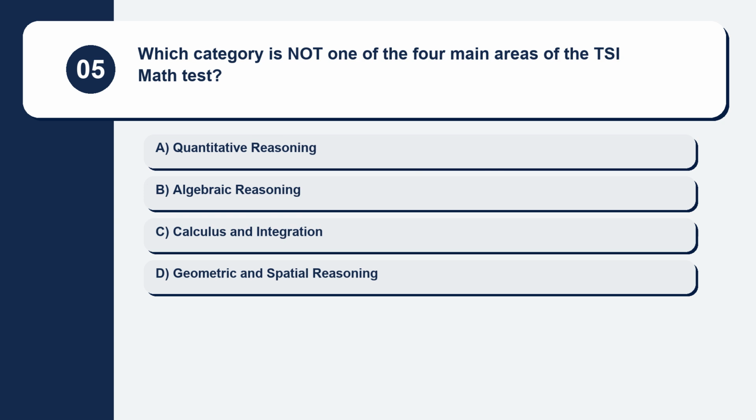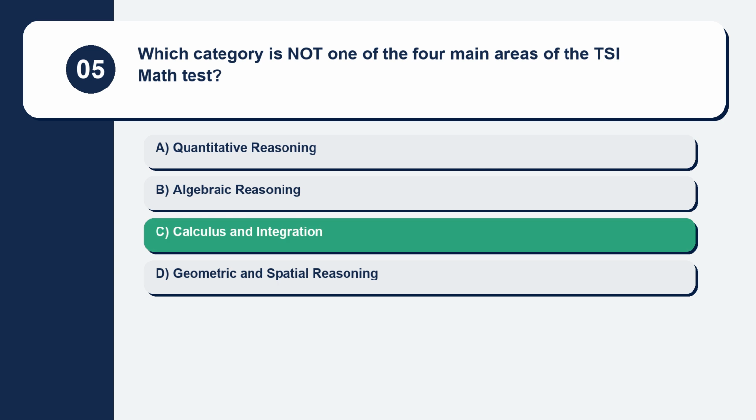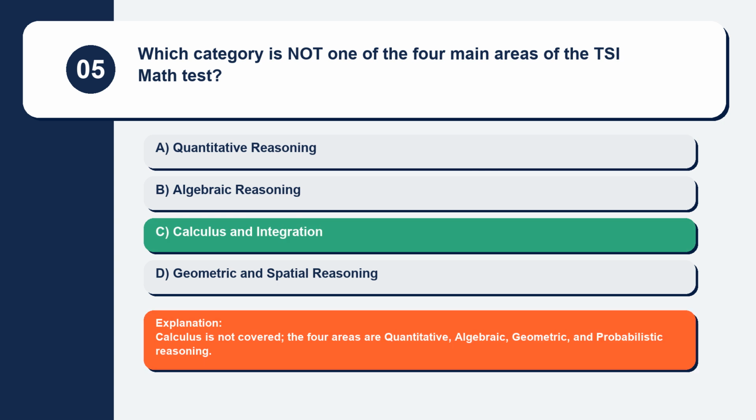Question 5. Which category is not one of the four main areas of the TSI Math test? Quantitative Reasoning, Algebraic Reasoning, Calculus and Integration, Geometric and Spatial Reasoning. Calculus is not covered. The four areas are quantitative, algebraic, geometric, and probabilistic reasoning.